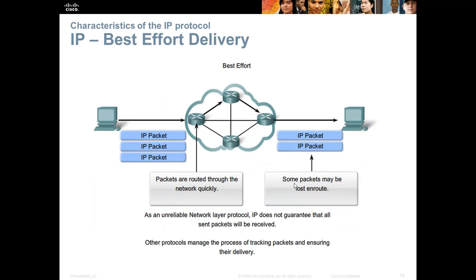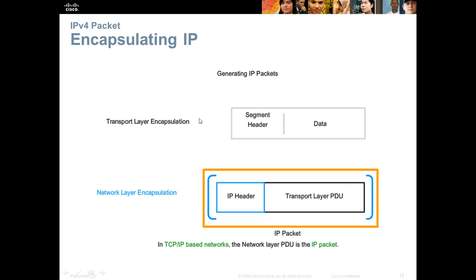Because IP is unreliable and a best effort protocol, we cannot guarantee that all packets will be sent. We must rely on other protocols and other delivery methods to make sure that our packets get to where we need to go. So up at the transport layer, we had our segment, and into the segment we add our IP header, and then when we pass it down to the data link layer, we will then add the data link layer header, which would include the MAC addresses. So again, we're working with what are known as packets here at the network layer.